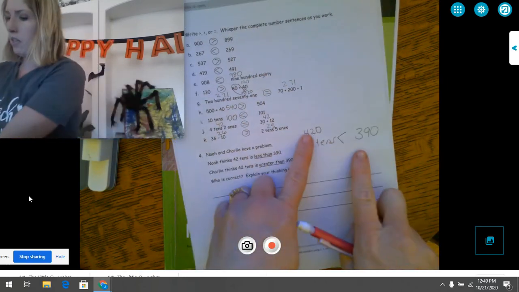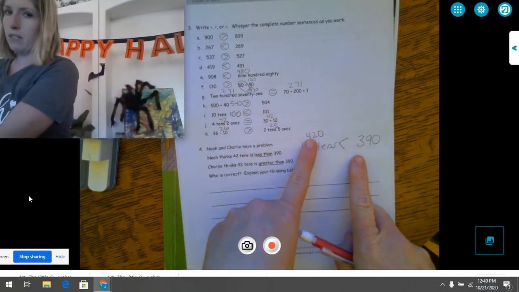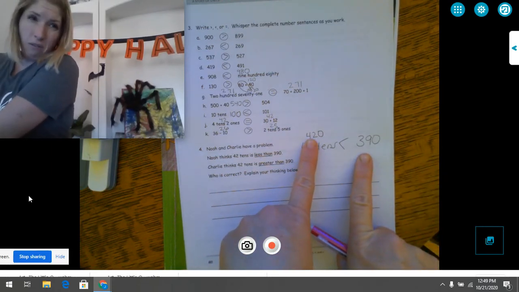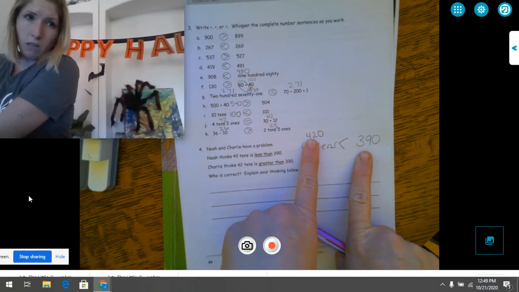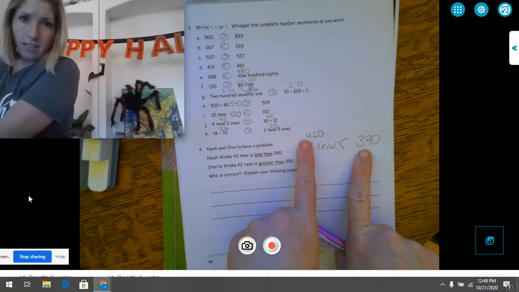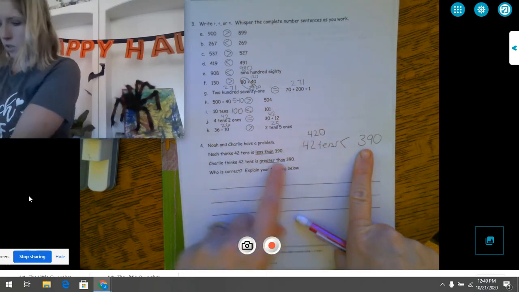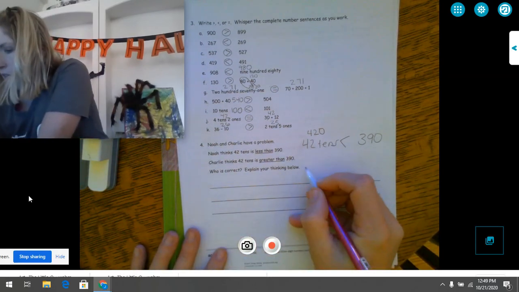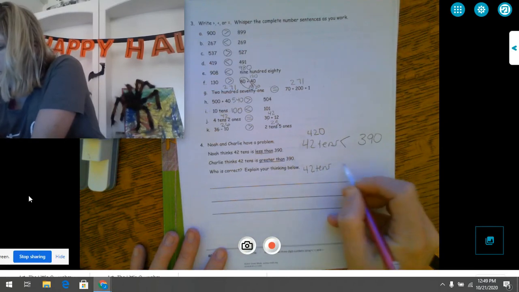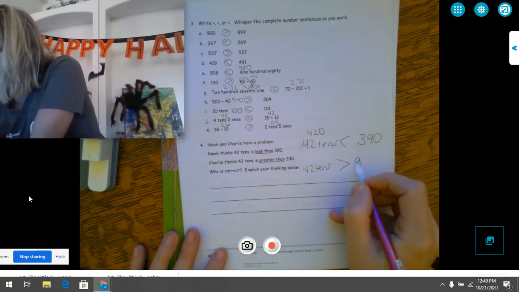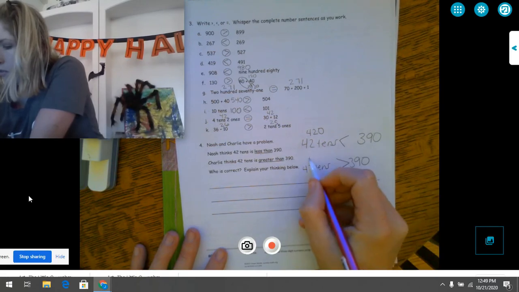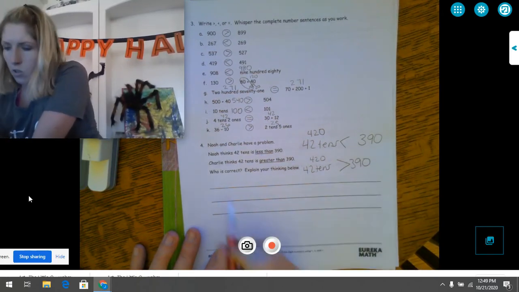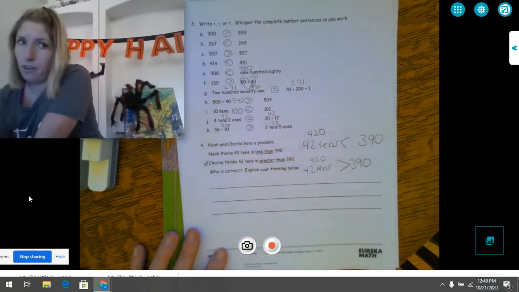So when we look at these two numbers, there's a 4 in the hundreds place here, and there's a 3 in the hundreds place here. So that's a really easy one. We don't even have to look at the rest of the numbers. You can tell which one's bigger just by looking at the hundreds place, right? This number is bigger. So Noah's wrong. Charlie thinks 42 tens is greater than 390. So we know 42 tens is 420, and he has it as greater than 390. So we are with Charlie on this one.